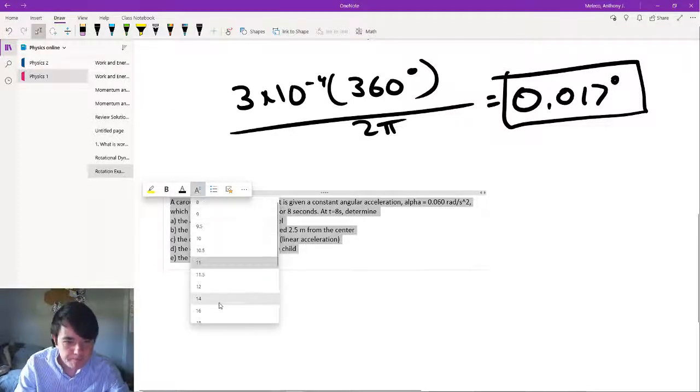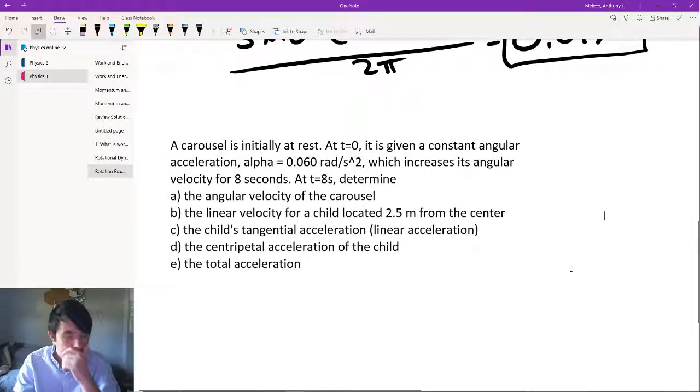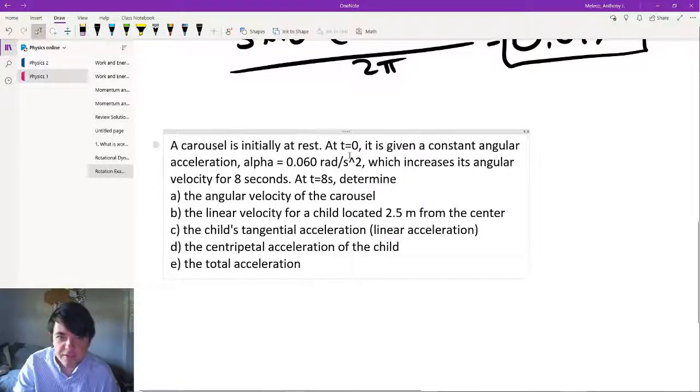The next one has a lot going on with it, but it's a good introduction to our first type of kinematic question. A carousel is initially at rest. At t equals 0, it is given a constant angular acceleration, alpha equals 0.060 radians per second squared, and that increases its angular velocity for 8 seconds. Then at t equals 8 seconds, we want to determine all of this stuff. We want angular velocity, but then we want a bunch of linear terms.